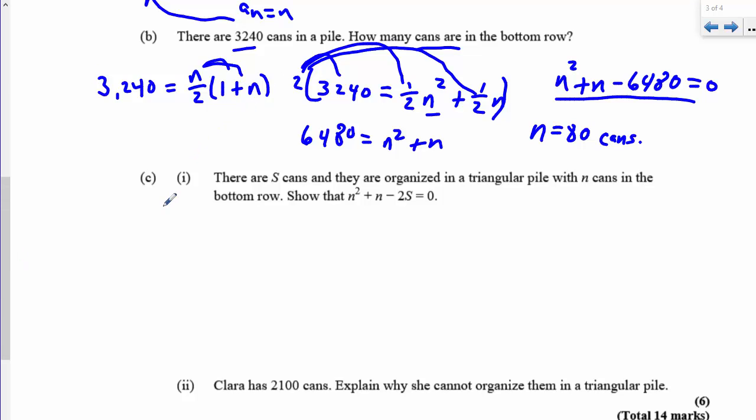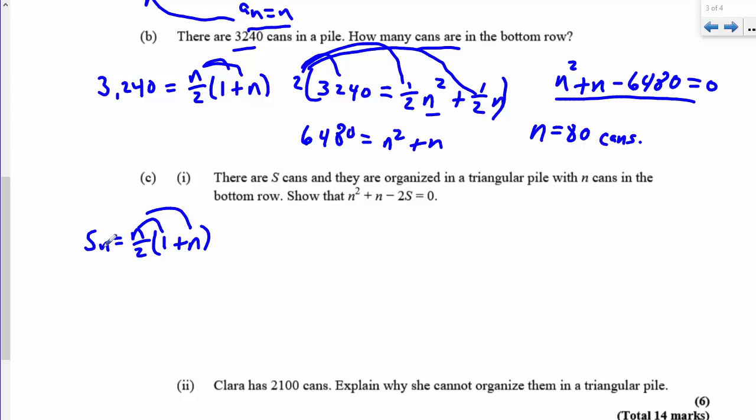This is kind of the same thing we just did. There are S cans and they are organized in a triangular pile with N cans in the bottom row. Show that this is in fact equal to that. So I say, okay, the summation formula again is Sn is equal to n over 2 times A1. A1 is 1, that's the top can, plus AN. AN and N are the same, so this is just going to be N. I'm going to distribute this.